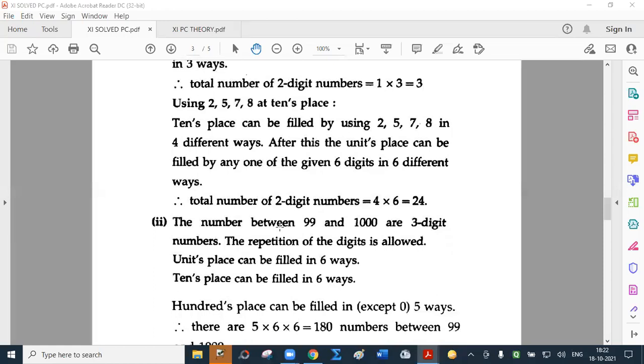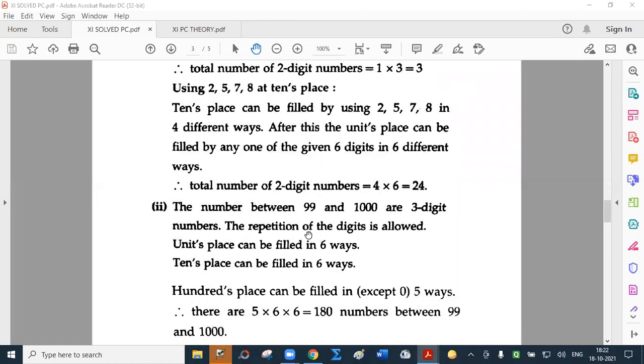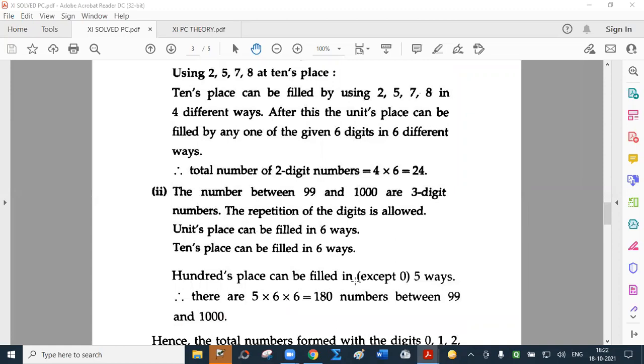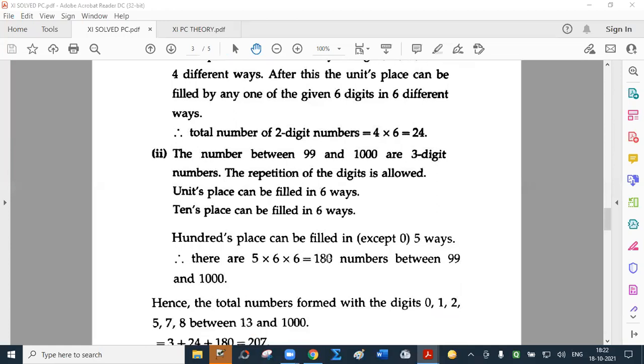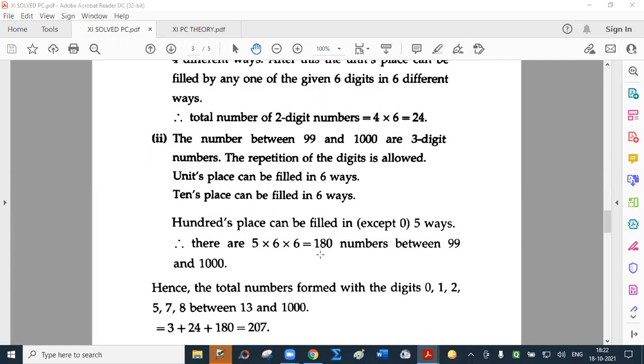Second part, the numbers between 99 and 1000 are 3-digit numbers. The repetition of digits is allowed. So units place can be filled in 6 ways. Tens place can be filled in 6 ways. Hundreds place cannot be filled in 6 ways, because if 0 occurs there, it will not be a 3-digit number, it will be a 2-digit number, right? So hundreds place can be filled in 5 ways. So there are 5 into 6 into 6 equal to 180 numbers. Hence the total numbers formed with digits 0, 1, 2, 5, 7, 8 between 13 and 1000 is 3 plus 24 plus 180, that is 207.